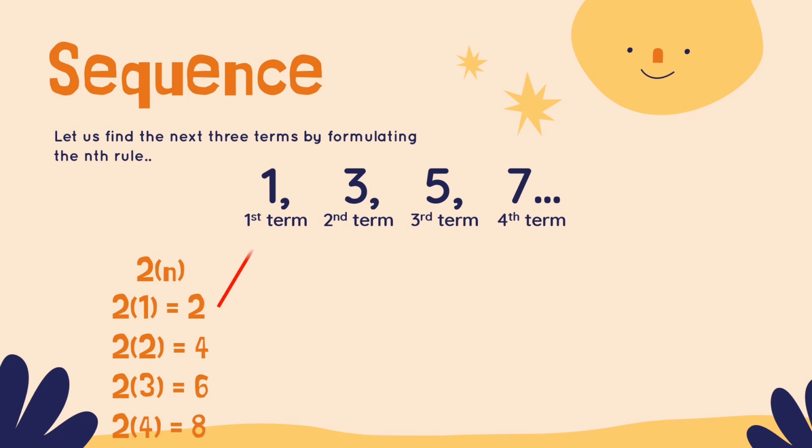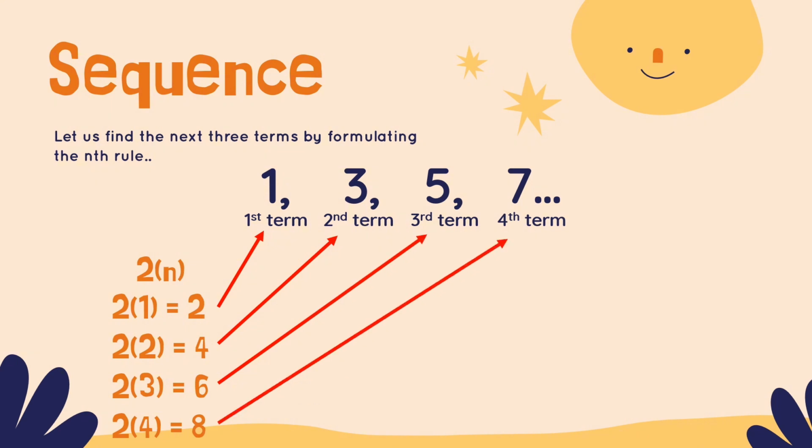Oh no! 2 is not the same as 1. 4 is not the same as 3. 6 is not the same as 5. 8 is not the same as 7. Oh! But we can see that there is a common difference of 1. 2 minus 1 is 1. 4 minus 1 is 3. 6 minus 1 is 5. 8 minus 1 is 7.